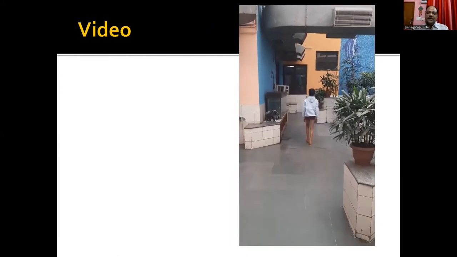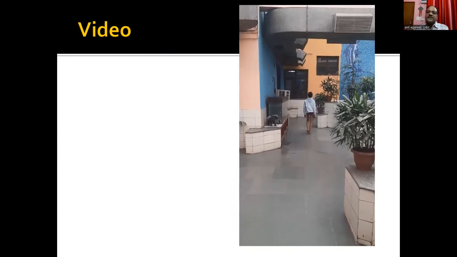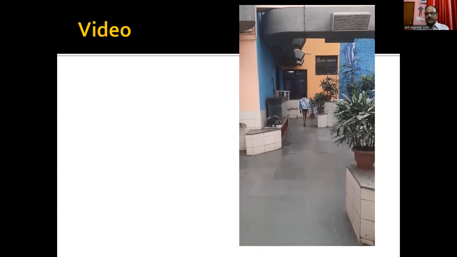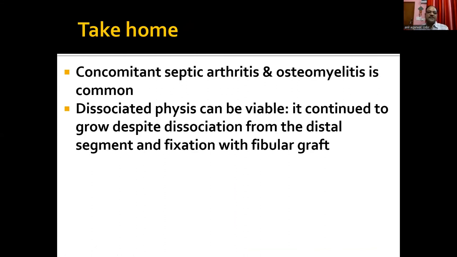So you can appreciate the lurch, but function is reasonably well. So what's the take home message? As already pointed out by other speakers, concomitant septic arthritis and osteomyelitis is very common, and a dissociated physis can be viable. It can continue to grow despite dissociation from the shaft and fixation, even through transfixation by fibular graft.